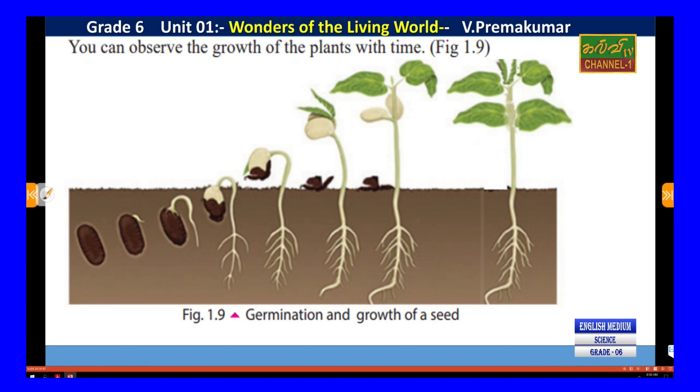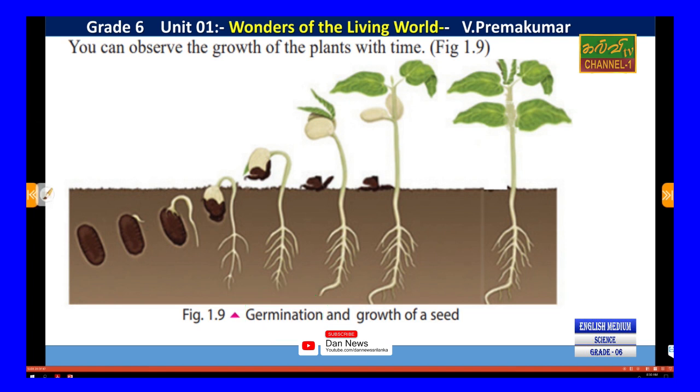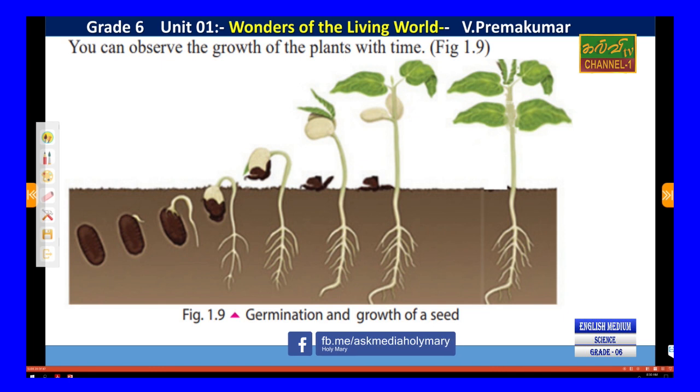This process is called germination. Students should know the spelling of this because you are studying in English medium, coming from Tamil medium or Sinhala medium. Germination is a new term. You should remember these words. Growth of seeds, right? Okay. Another portion.